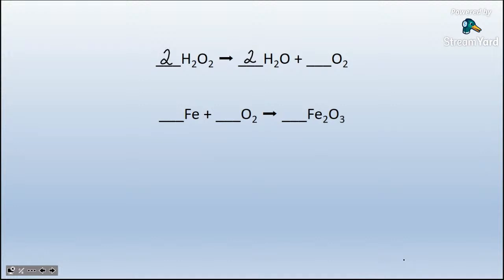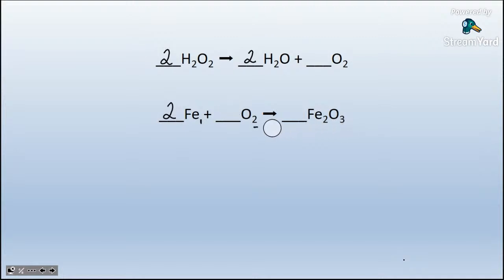So when I start out, I notice that I have just 1 iron, but I finish with 2. So I'm going to change this coefficient in front of iron to a 2. So now it gives me 2 irons beginning, 2 irons ending. And then I can look at oxygen. I start with 2, I end with 3. Well, there's nothing times 2 that will equal 3 other than a fraction. And we don't want fractions.